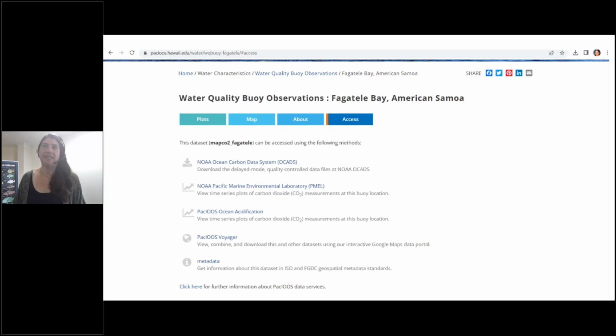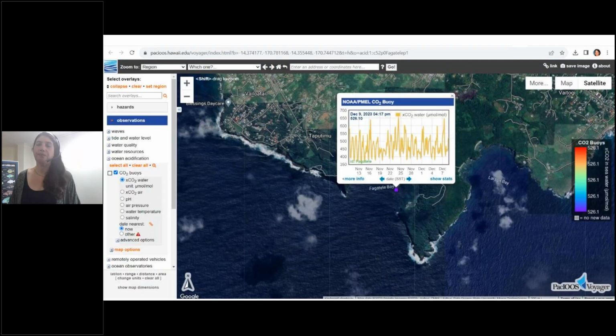You can also access the data and other information through the PACIOOS Voyager page, which is an integrated map-based interface with a range of data sets that allow people to explore information. Here you can see the graph of the carbon dioxide data in the water. And this is a great resource for researchers and local managers.